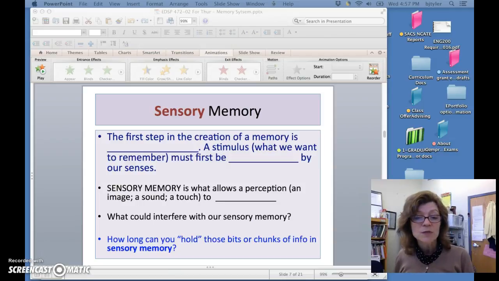How long can you hold onto those bits of information in your sensory memory? As our reading said, it is very brief. It's literally just milliseconds to seconds. It's very, very brief.